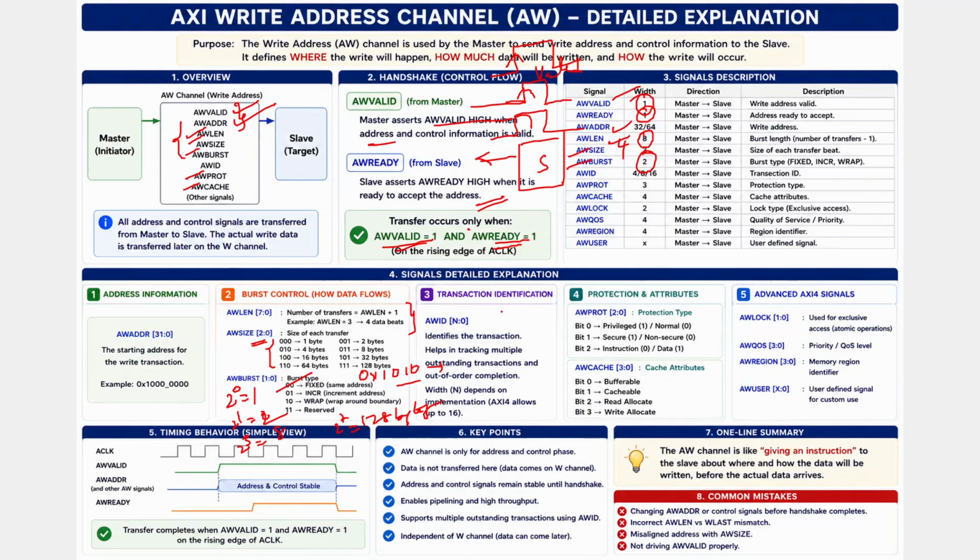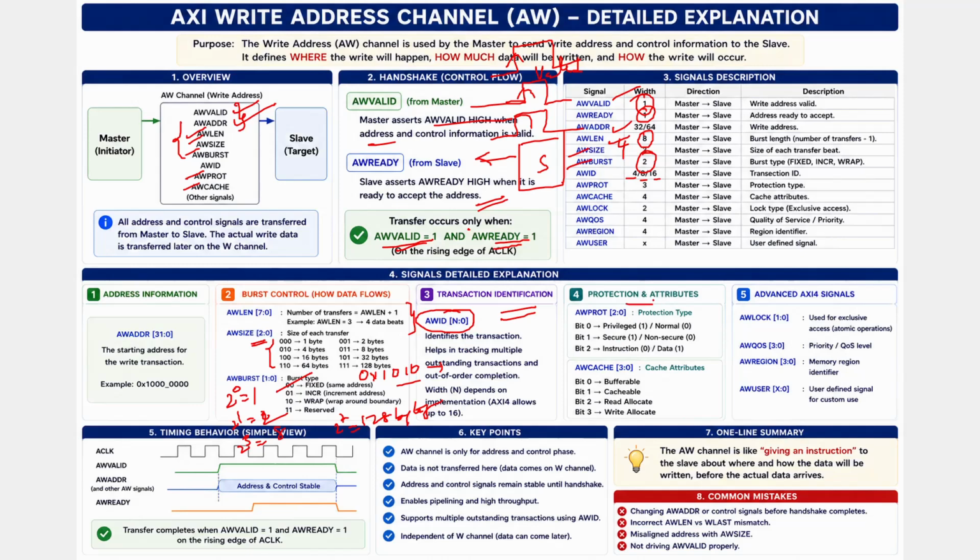And then transaction identification tells about this ID signal. This ID is a 4 bit, 8 bit or 16 bit width. Based on that ID we will track whether it is doing out of order transactions or outstanding transactions. It tells you the transaction identification. Based on that ID we can tell which type of transactions you are doing.